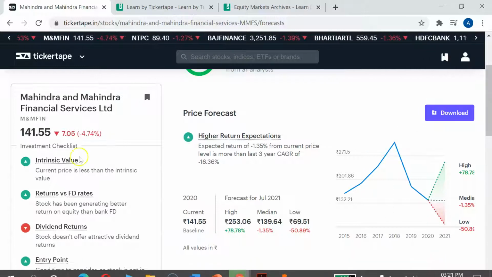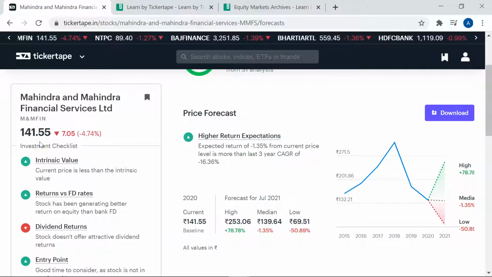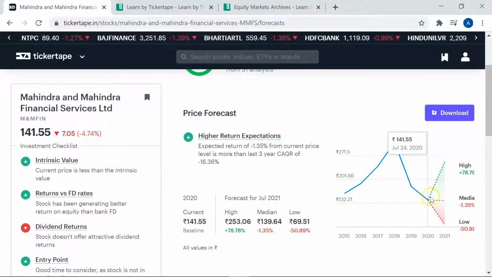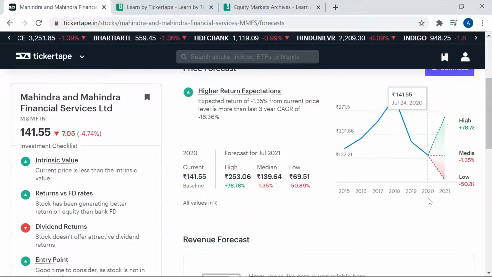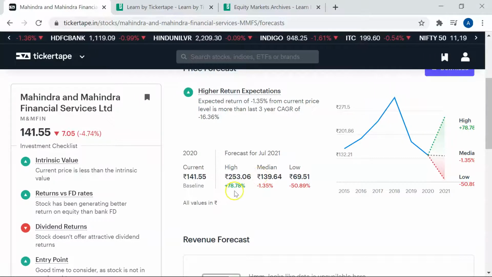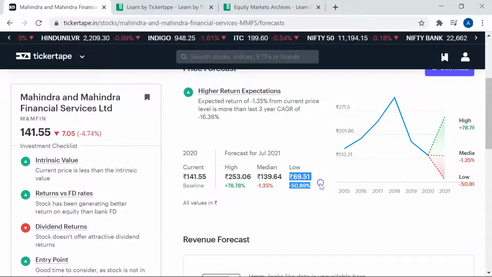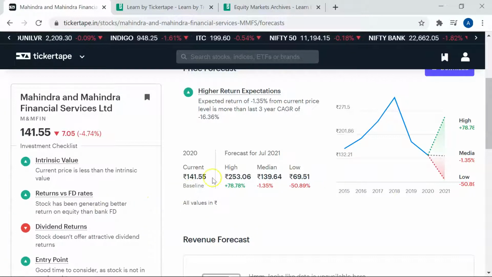If you see here, M&M after the stock split recently, the current share price is only 141 rupees, but it is showing 3 different possibilities for this stock. One is that in the coming 1 year, it can either rise till 200 rupees, 200 plus, that is 78% returns, or it can even go down to 69 rupees, which will give a minus 50% return. So there are 2 possibilities, either this or this.